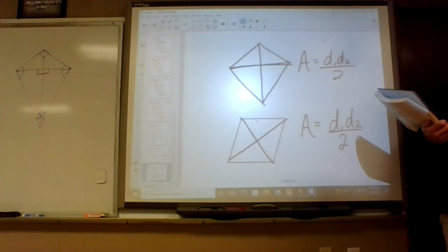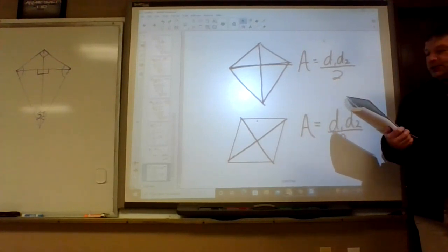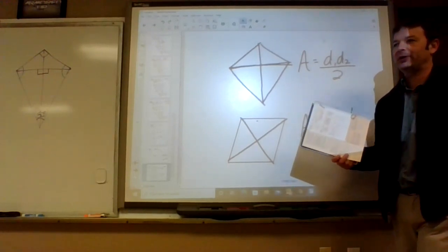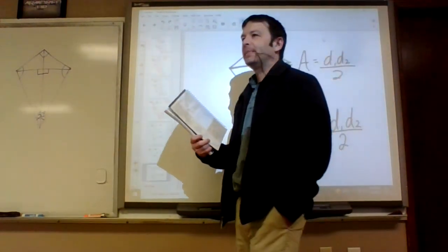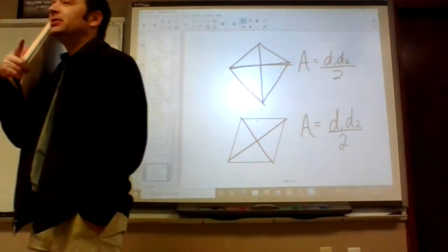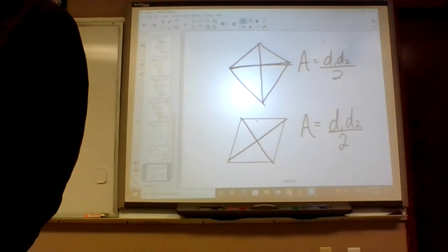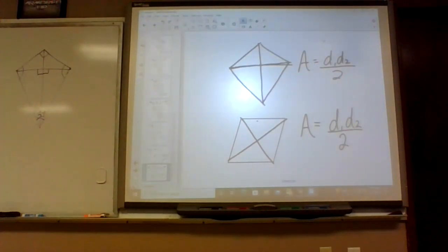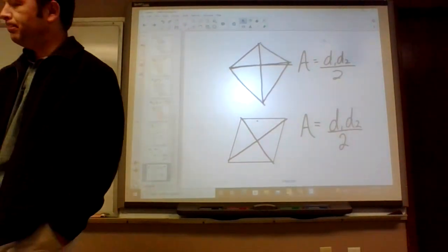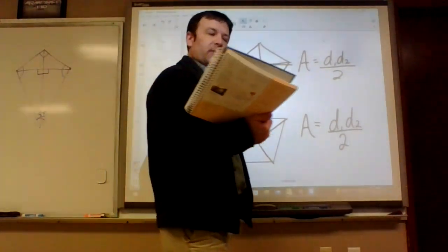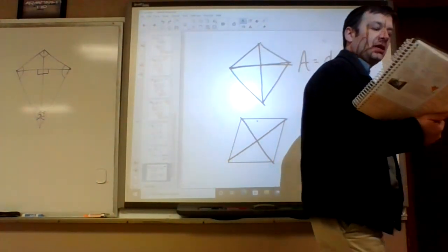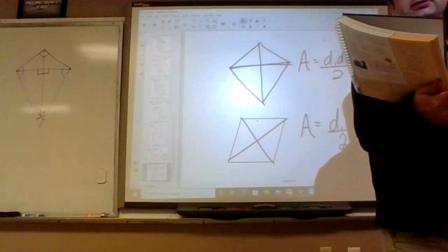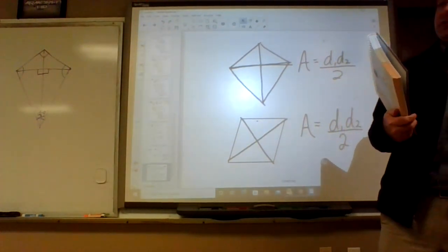Number one. State the area formula for the figures studied thus far. A: what's the area formula for a square? Side squared, S squared. B: what's the area formula for a rectangle? Base times height. Just use the abbreviations. Don't write it out.